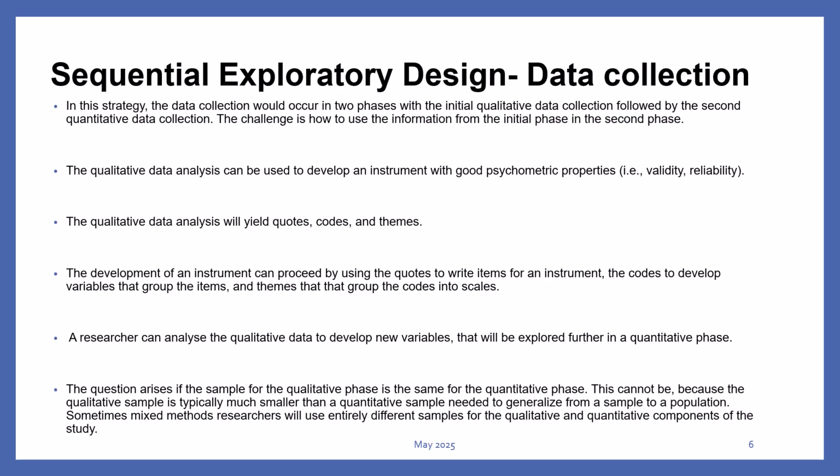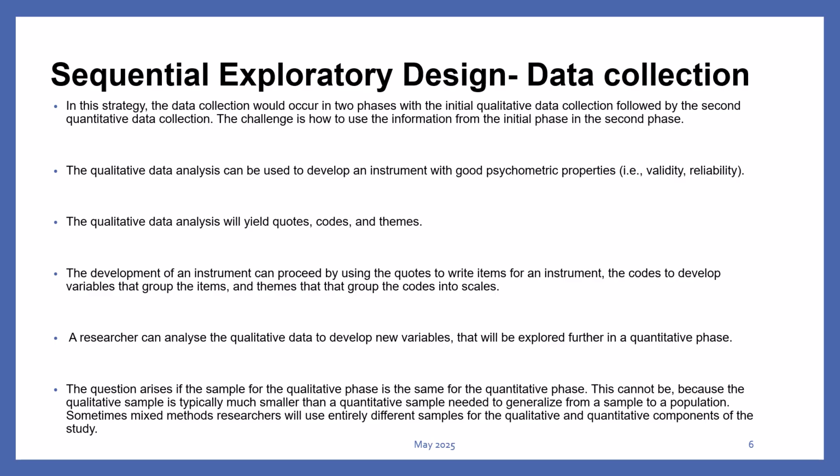So now we will talk about data collection procedures and sequential exploratory design. In this strategy, the data collection would occur in two phases, as we mentioned, with the initial qualitative data collection followed by the second quantitative data collection. The challenge is how to use the information from the initial phase in the second phase. There are several options. The qualitative data analysis can be used to develop an instrument with good psychometric properties, such as good validity and good reliability.